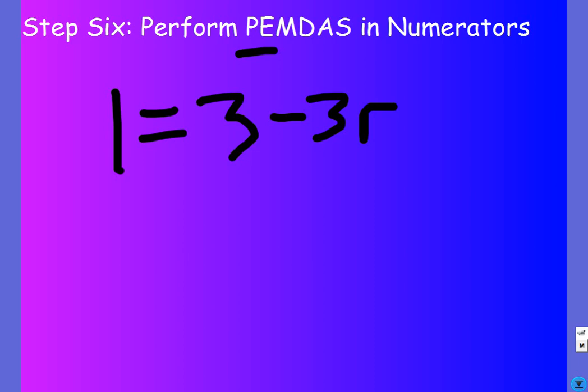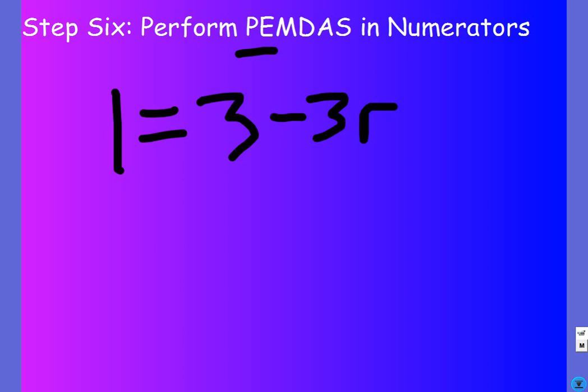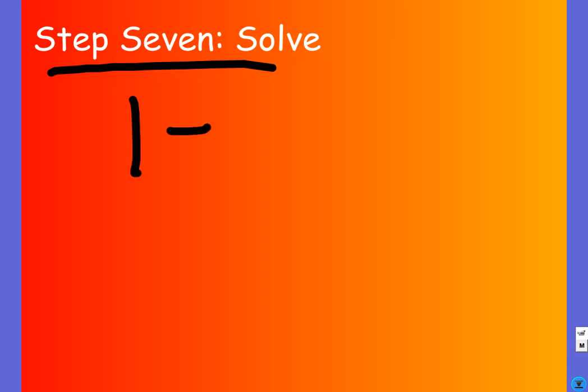And now we're just going to, something's not right here. Now we're just going to solve. Okay? Now, this is a linear equation. I don't know if you guys go back to Algebra 1, but I think you guys know how to solve this. What's the first thing you would do to get r by itself?